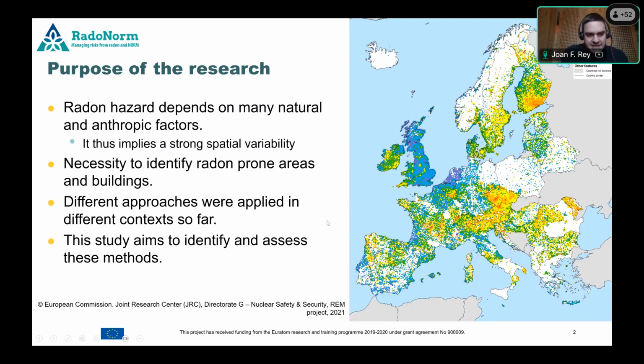Through the literature review, we saw that a lot of approaches were applied in different contexts so far. And in this study, we wanted to identify these methods and to assess them in terms of performance, to see where they were applied, when they were applied, and for what. So this is really important.